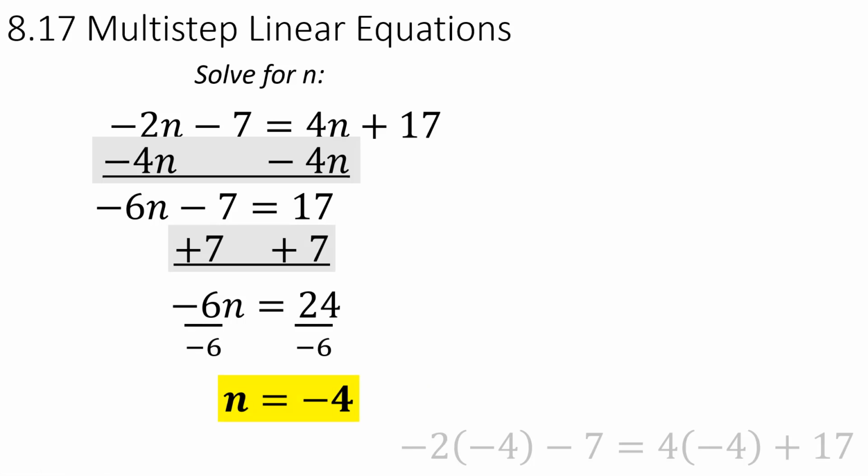And if you work that out in the original problem, if I put in a negative 4 for n, let's see, that's 8 minus 7 is 1. This is negative 16 plus 17. That's also 1. So it does work.